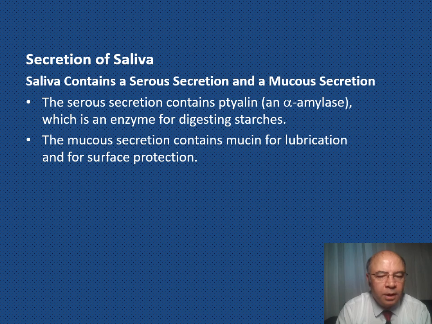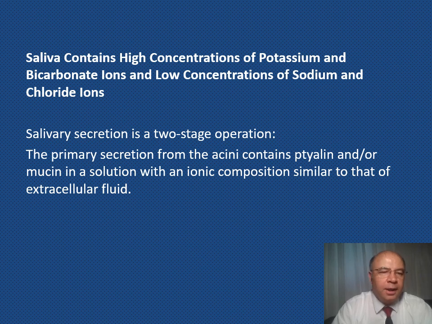Secretion of saliva. Saliva contains a serous secretion and a mucous secretion. Serous secretion contains ptyalin, also called alpha amylase, which is an enzyme for digesting starches, carbohydrates. The mucous secretion contains mucin for lubrication and for surface protection, so it makes swallowing easier. Saliva contains high concentrations of potassium and bicarbonate ions and low concentrations of sodium and chloride ions.